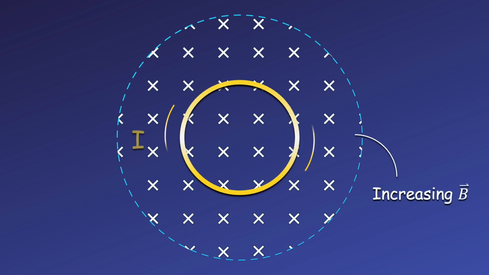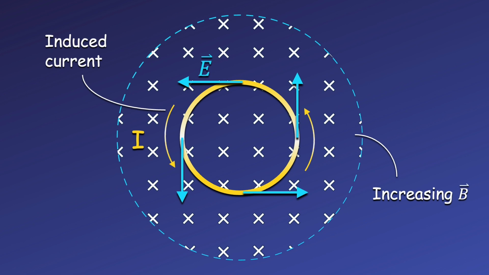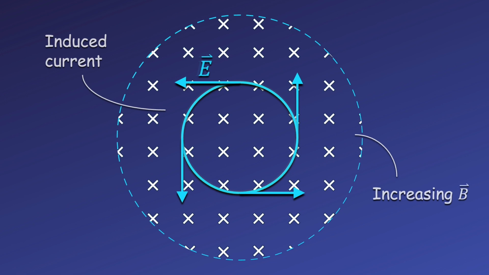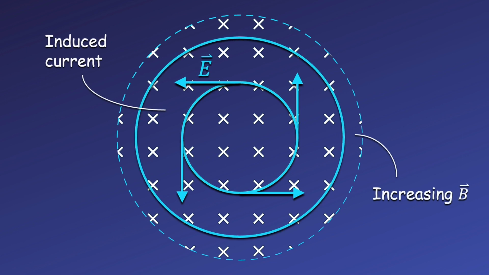Let's look at a current loop in a changing magnetic field. This changing field will induce an EMF and thus a current that flows around the loop. And this means there's an electric field that moves around this circle. But what if we remove this current loop? If the field is changing, we find this electric field is still there.